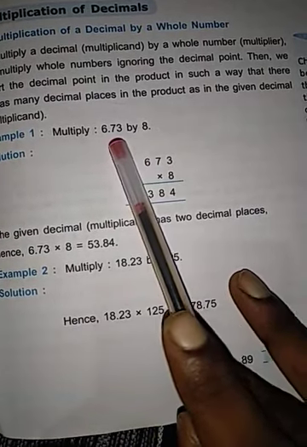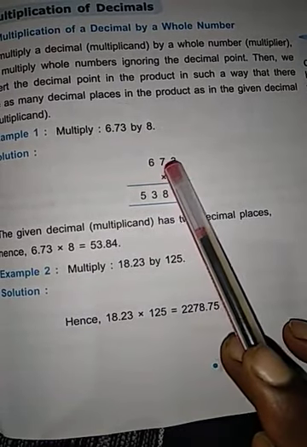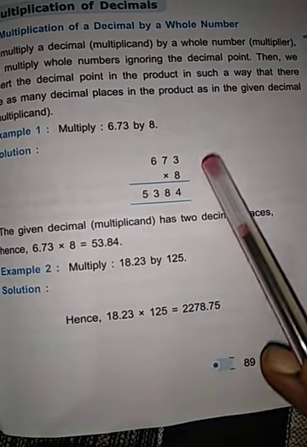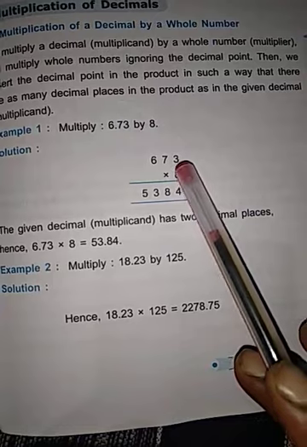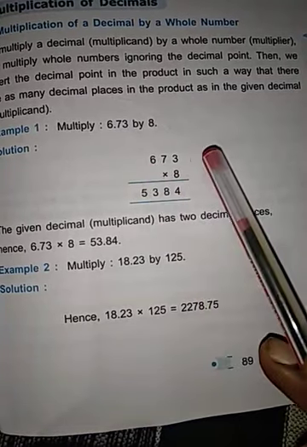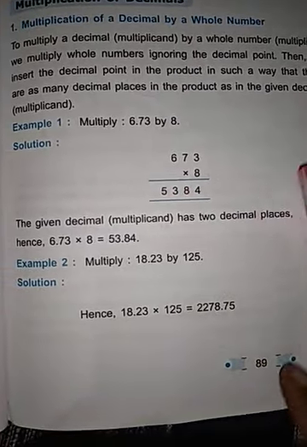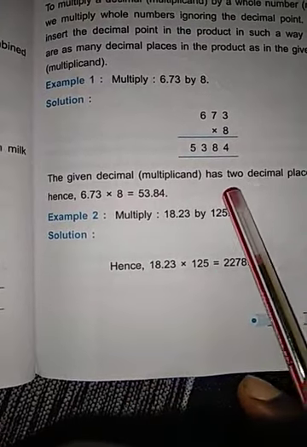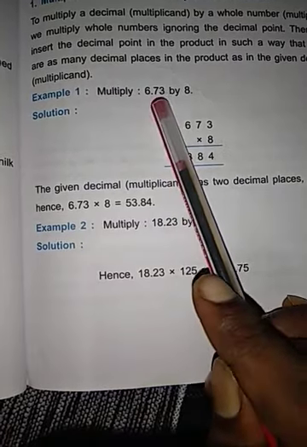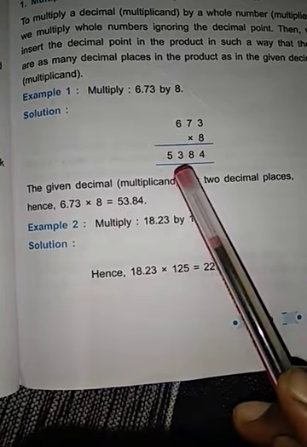673. Now remove the decimal point, and it becomes 673 into 8. Now multiply 8 into 3, that is 24, 4 carry over 2, 8 into 7, 56 plus 2 is 58, 8 carry over 5, 8 into 6, 48 plus 5 is 53. So it becomes 5384. The given decimal has two decimal places. You see in 6.73 there are two decimal places, so hence 6.73 into 8 and the product is 5384.